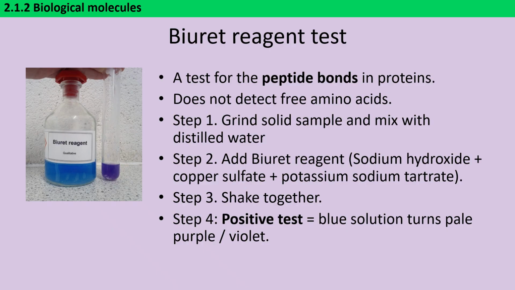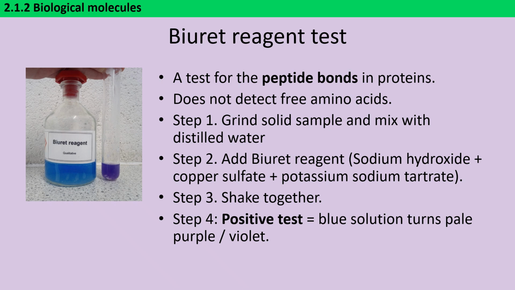The first test mentioned in the specification is the biuret reagent test, and this is a test that's used to identify protein. But what it's actually testing for is the peptide bonds in protein. So it won't identify individual amino acids because these don't have peptide bonds in them.